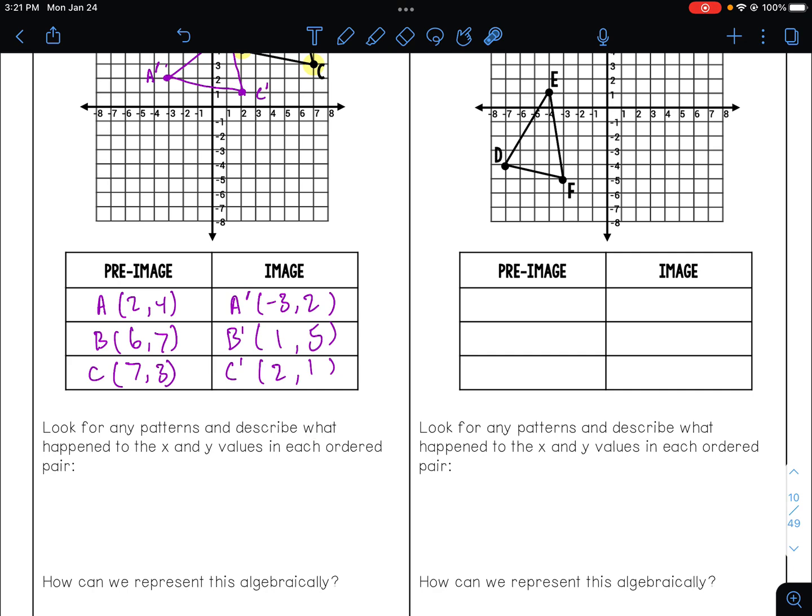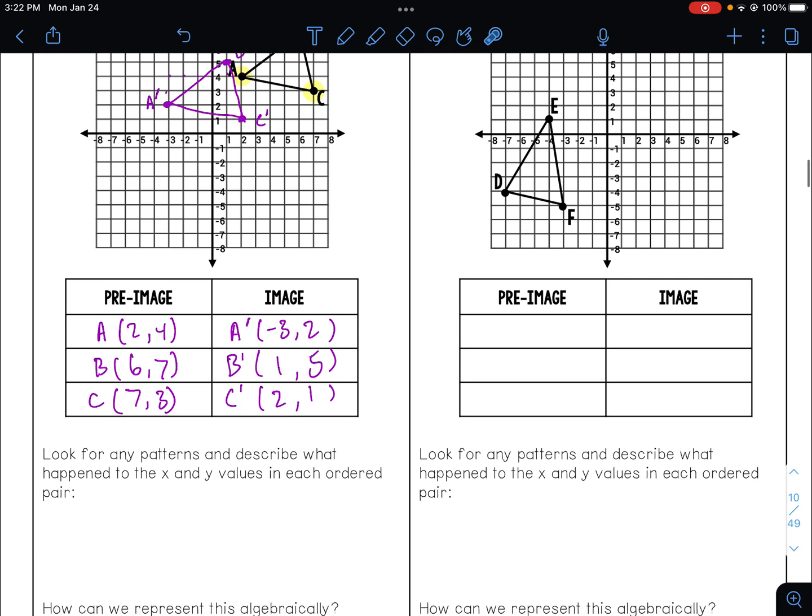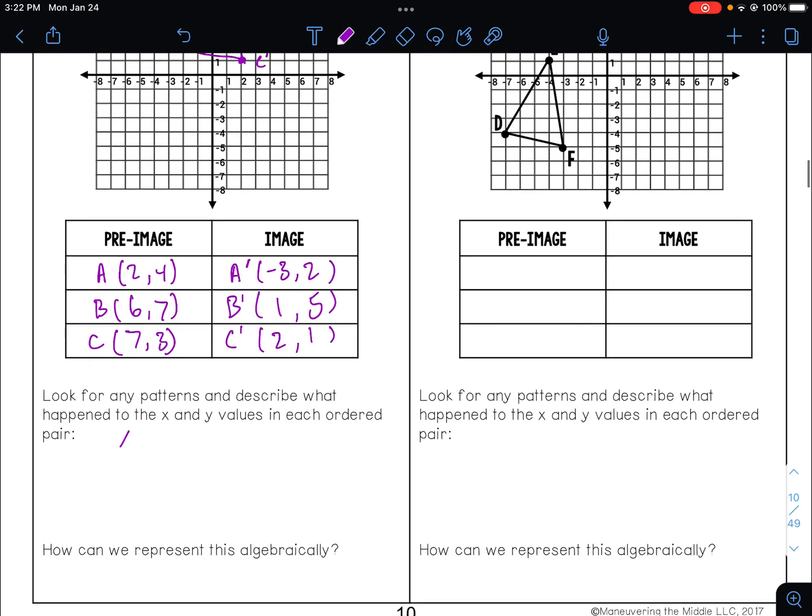Look for any pattern and describe what happened to the x, y values of each ordered pair. Well, I went from 2, 4 to -3, 2. 6, 7 to 1, 5. 7, 3 to 2, 1. Well, if I moved 5 units to the left, doesn't the x value, remember the left and right value, if I'm going 5 units to the left, aren't I just subtracting this x number by 5? So 2 minus 5, does that equal -3? Yeah. X values decreased by 5.